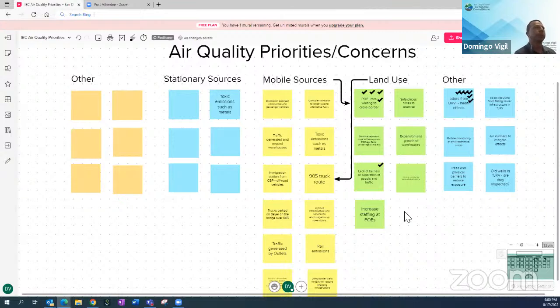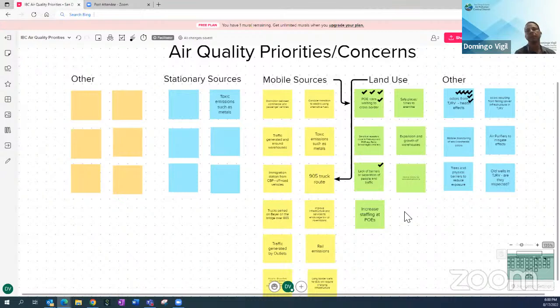Also, the port of entry is one of the more obvious concerns in the community, as we have all the traffic that's generated by the port of entry, both going into the U.S. and out of the U.S. into Mexico. There was mention also about the traffic generated by the Las Americas outlets, and also just the community being surrounded by the different freeways, the 805, the 5, and the 905.